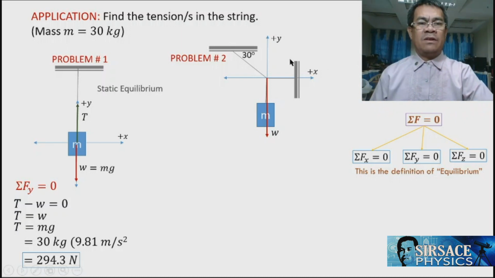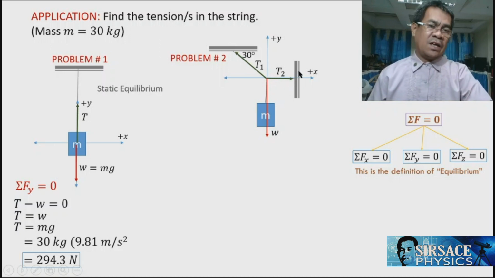So at the point of intersection, the force will tend to move away from that point. This one we call T1, and it is also away from the point, but its direction is 30 degrees from the horizontal. Now T2 is directly towards the right, along positive x, while T1 has a component along x and a component along y.